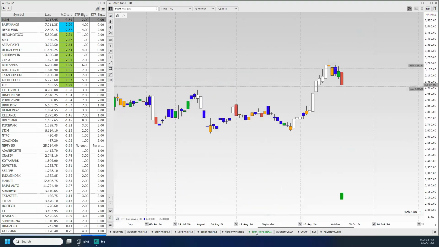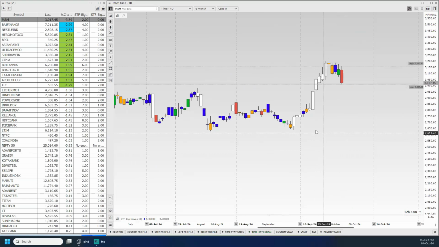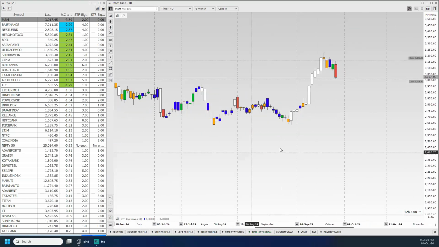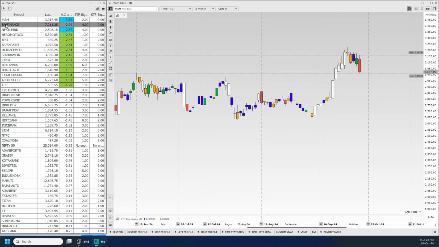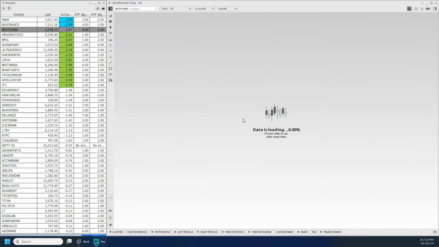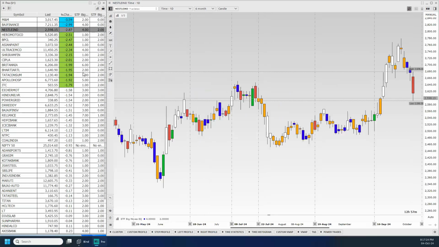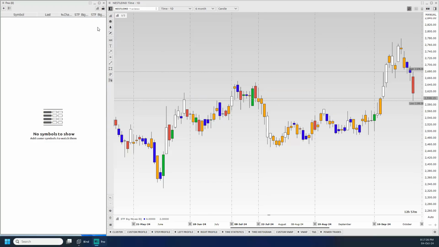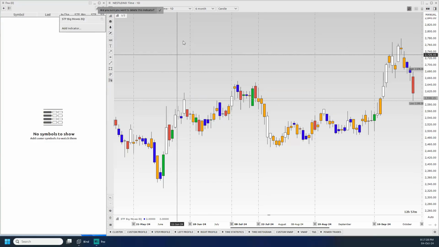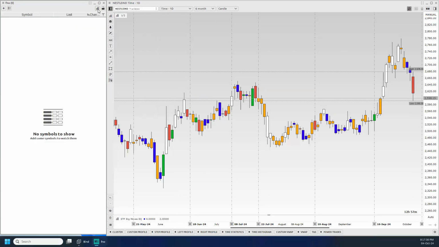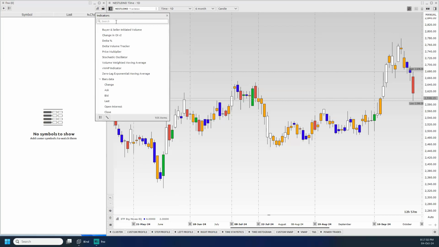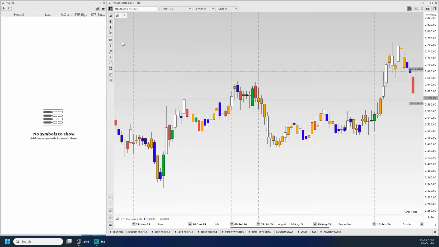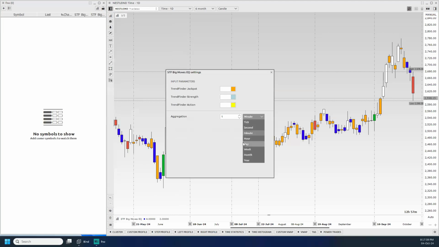Here also, I don't need a delta value as of now. This is a pretty good indicator, and right now we can see all the values here. You might not get it here, guys, so I'll delete this indicator and add an indicator again: STF Big Move Equity. I'll add this one and change the time frame to daily here.